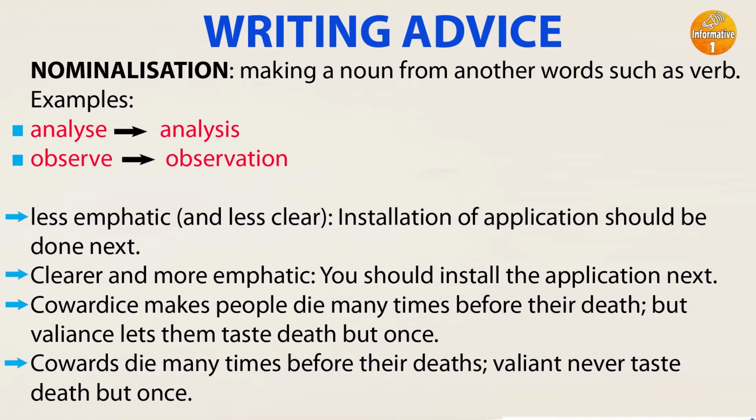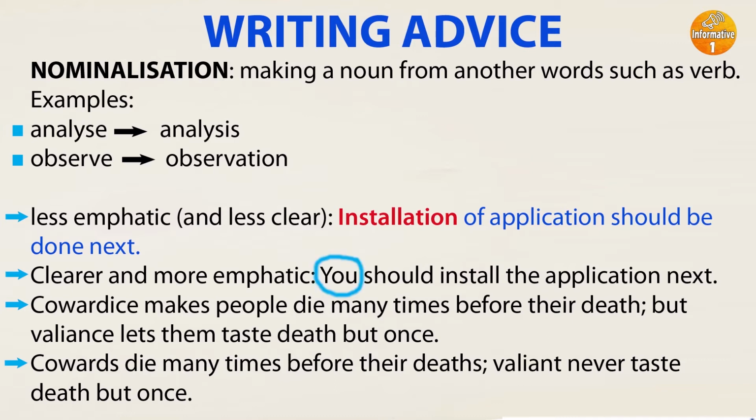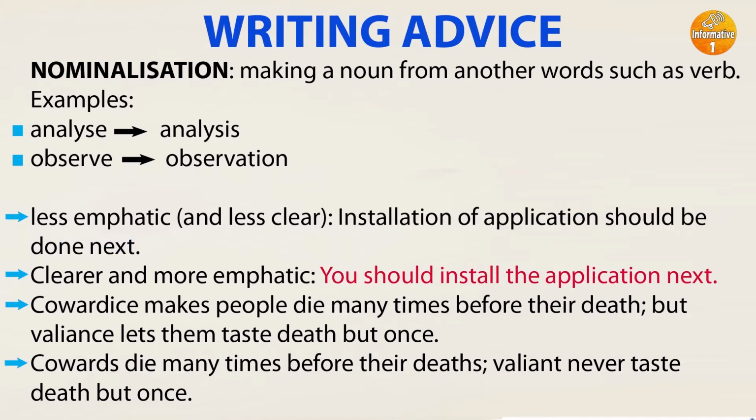For instance, we have a sentence here which says, installation of the application should be done next. This sentence has a nominalization in the start. Therefore, it's not a clear sentence. How do we make it clear? Well, we make a subject which is either living or a concrete subject. For instance, you can make a subject you and you just say, you should install the application next. Now this sentence is clearer, it's more crisp, and you can feel that by just reading it.